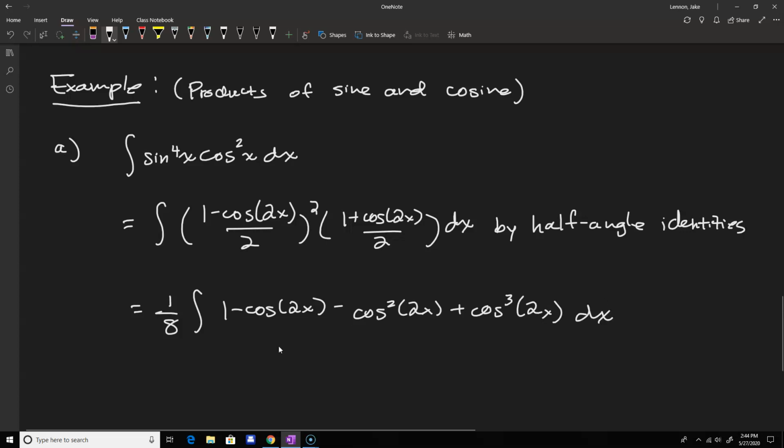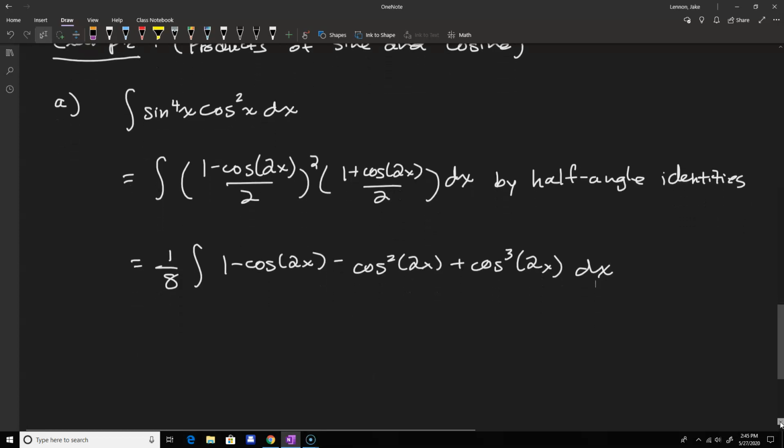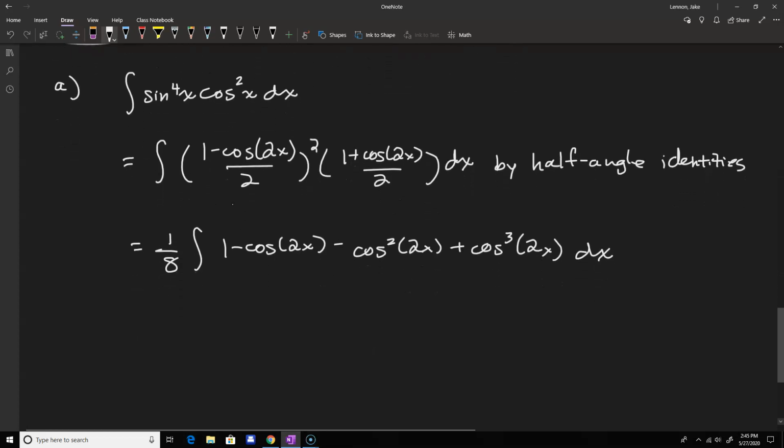And again, we're going to want to split this up, and use the same techniques that we did at the beginning. Namely, we're just going to be adding more identities. So let's think about this as the 1/8 integral of 1 minus cosine 2x.